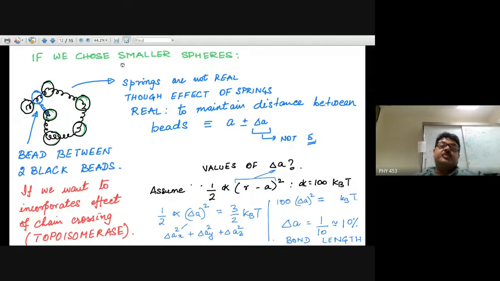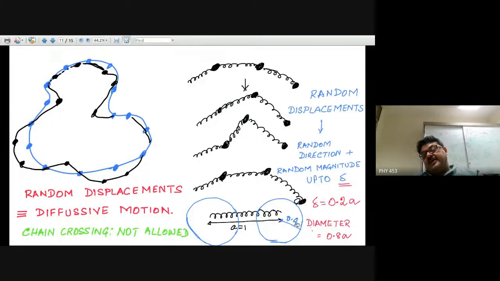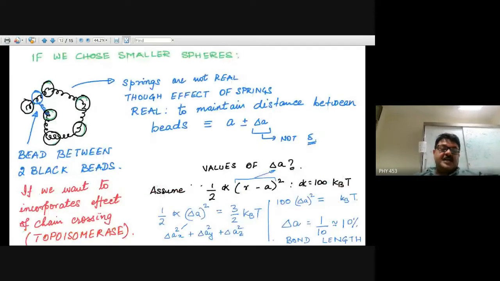But suppose we chose smaller spheres, instead of a diameter of 0.8, suppose a diameter of 0.2 or 0.3, okay? Then what would the picture be? It will be what you see in this black chain. So see, this is a small sphere. There's much more space. This is, suppose, a diameter of 0.3, so 0.15, 0.15, and there's a lot of space between. Now this is a chain like this, and then this monomer could actually sit in between these two monomers. Yeah, because it's not a metallic spring. It is just in terms of interaction.